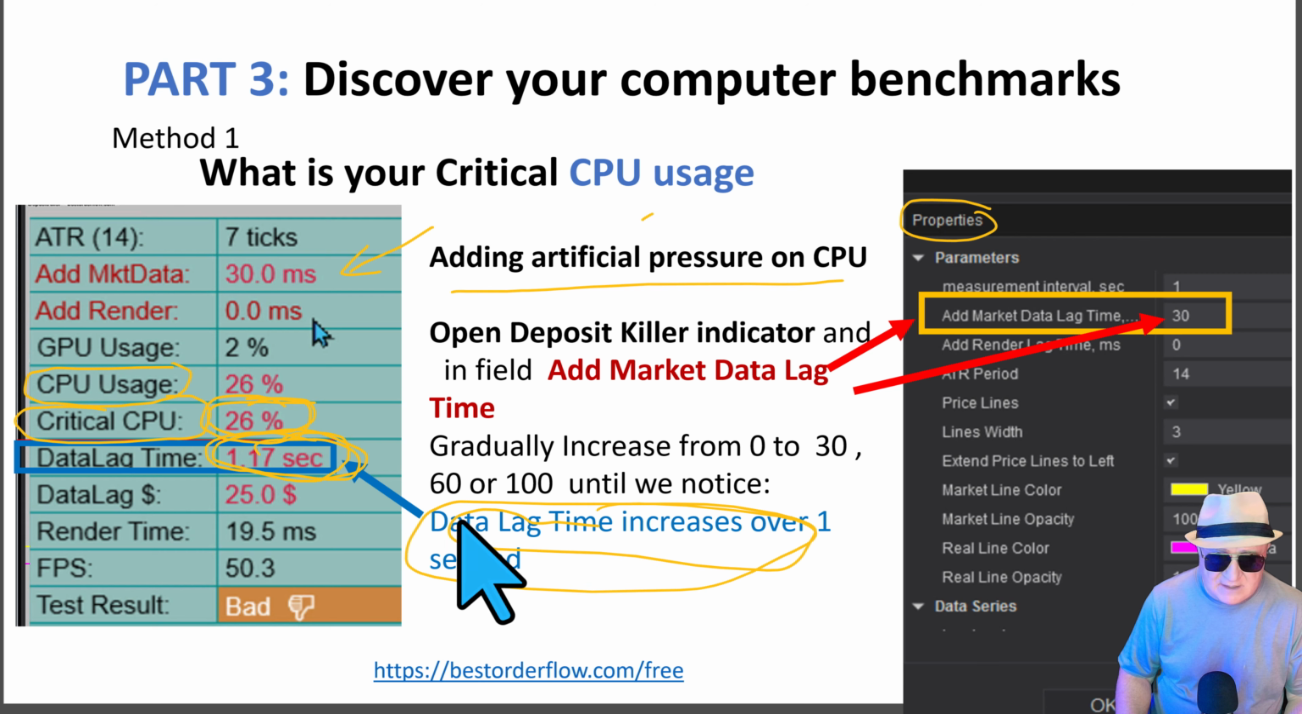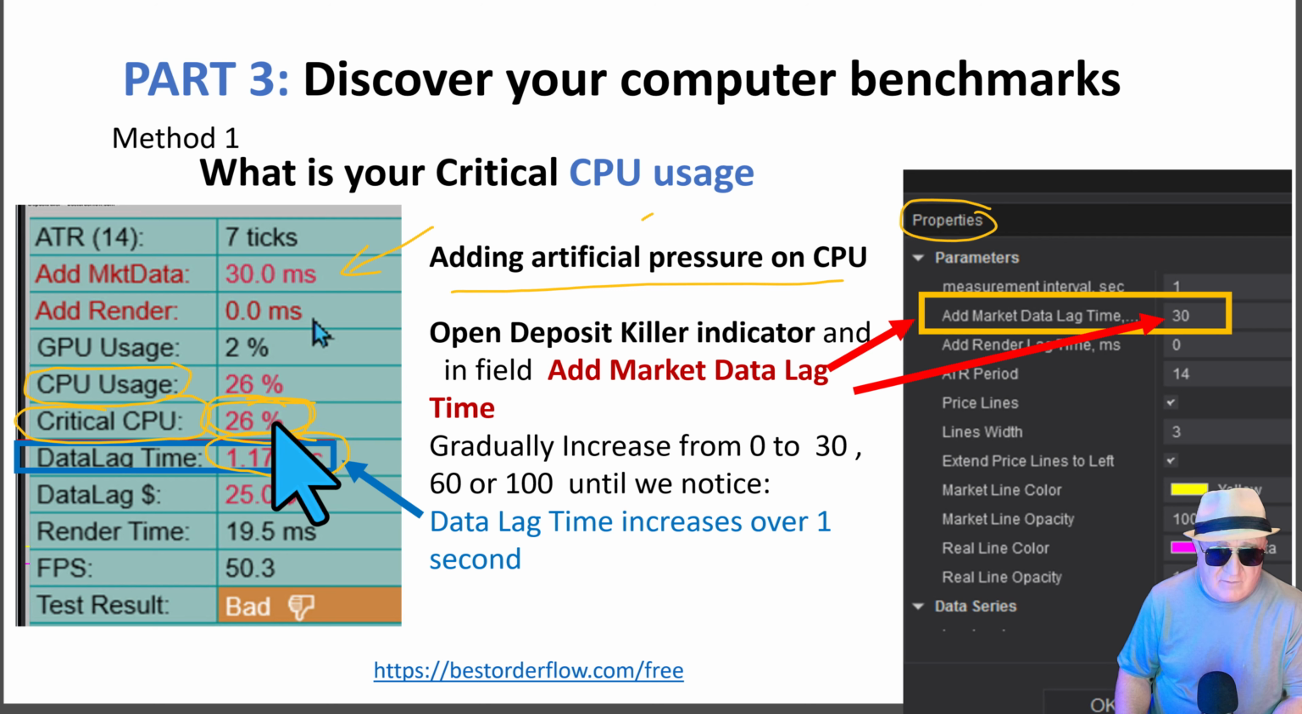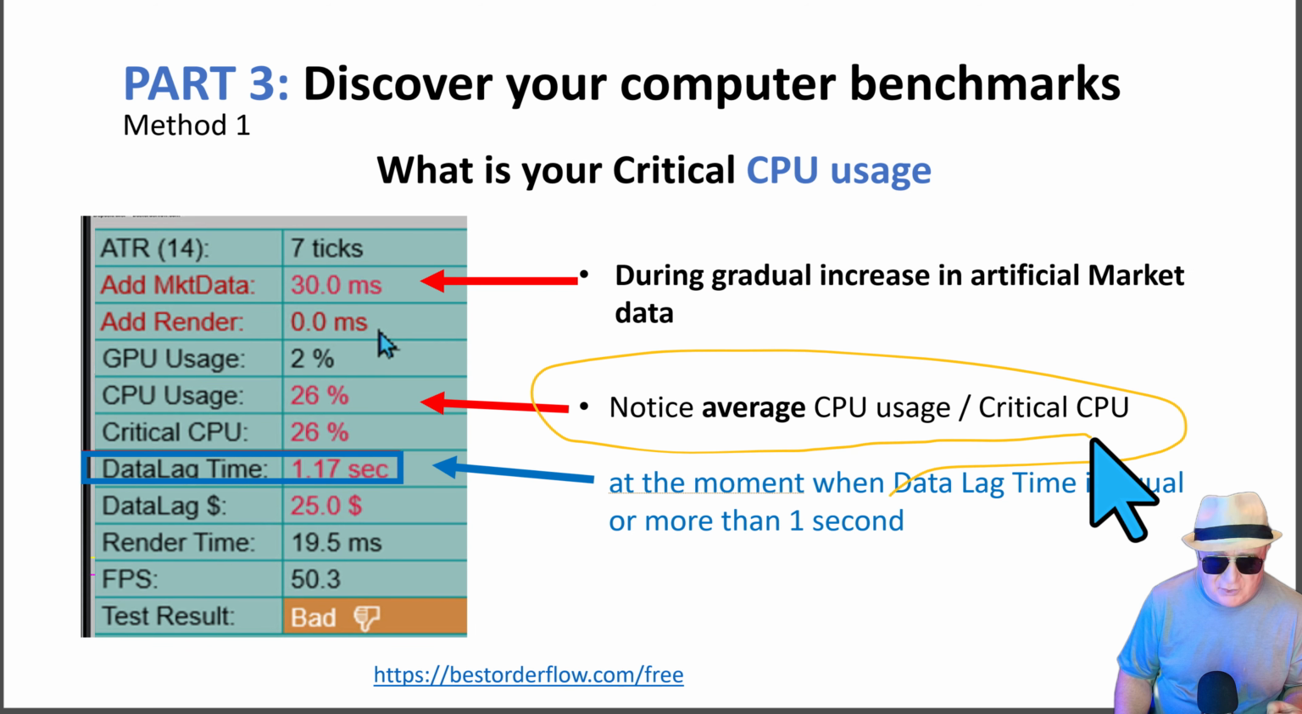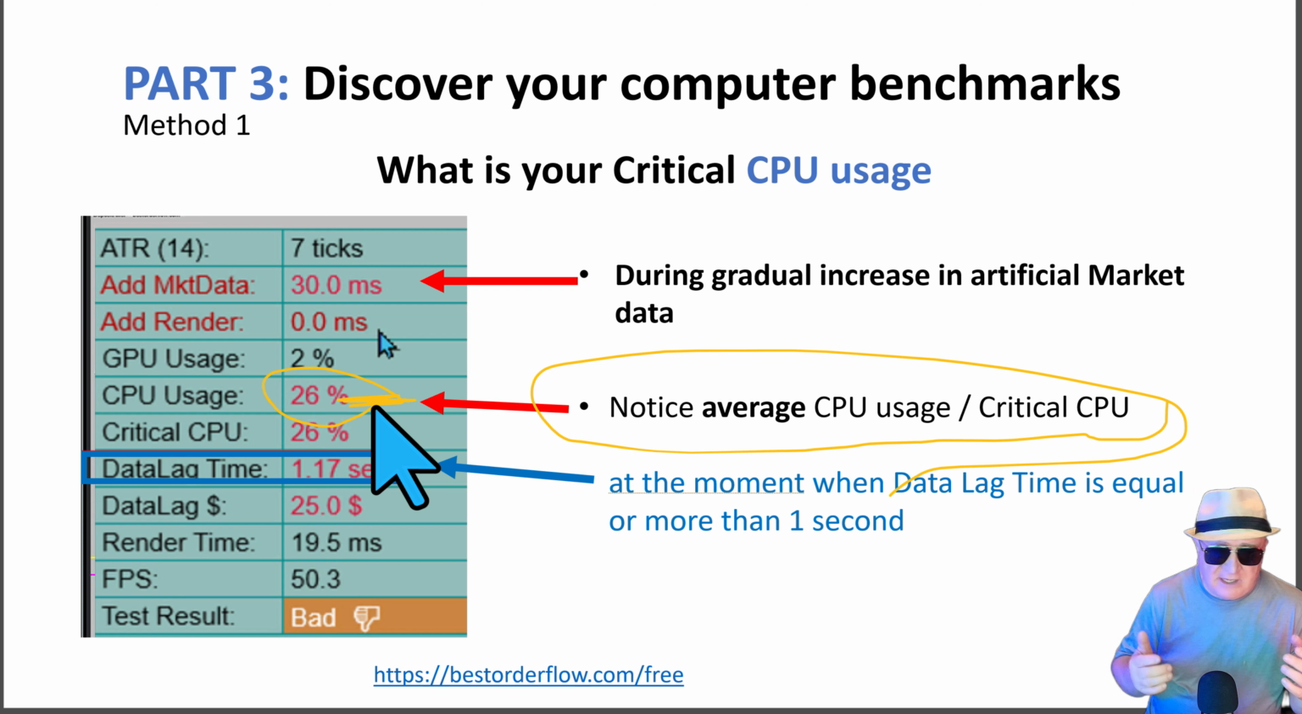Just remember, when it jumps over 1 second, the data log time right here, then you need to look at the critical CPU performance and write it down for your machine. You need to notice the average CPU usage for your critical CPU. It's not that we want to record the jumps in the CPU usage when it maybe jumps momentarily more or less.